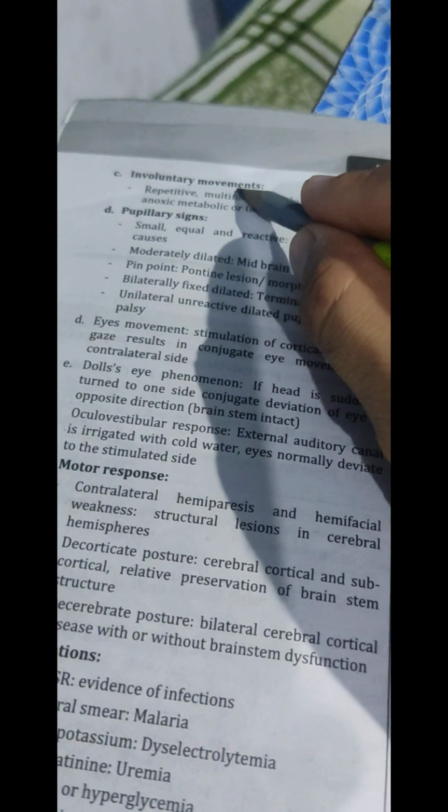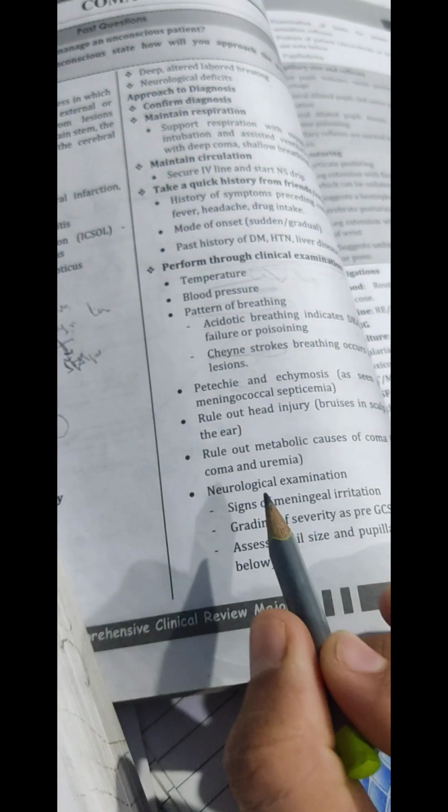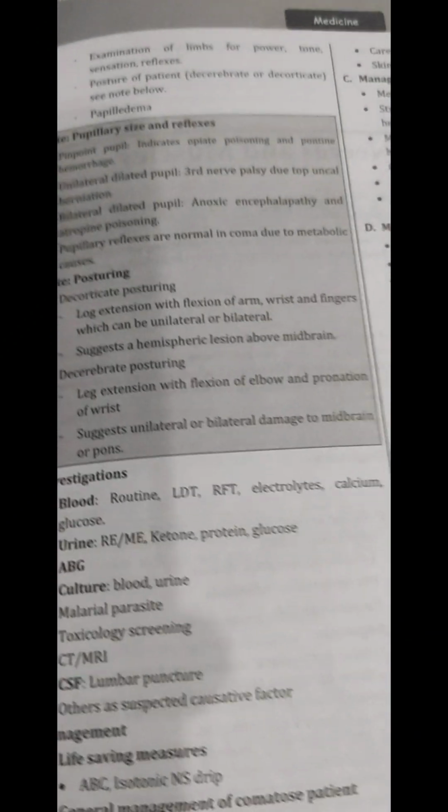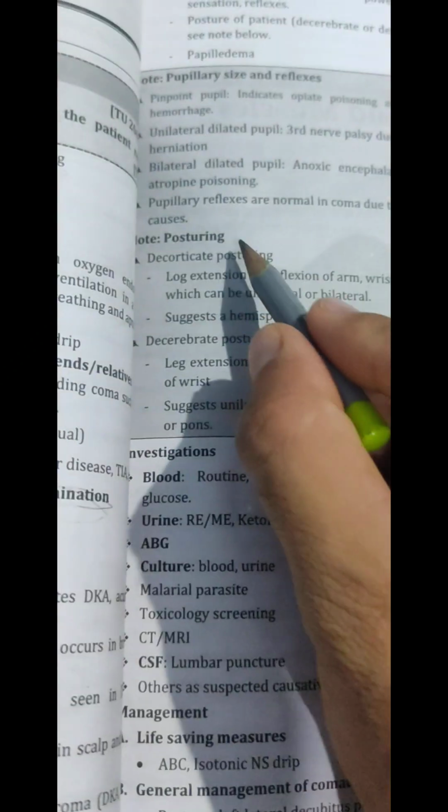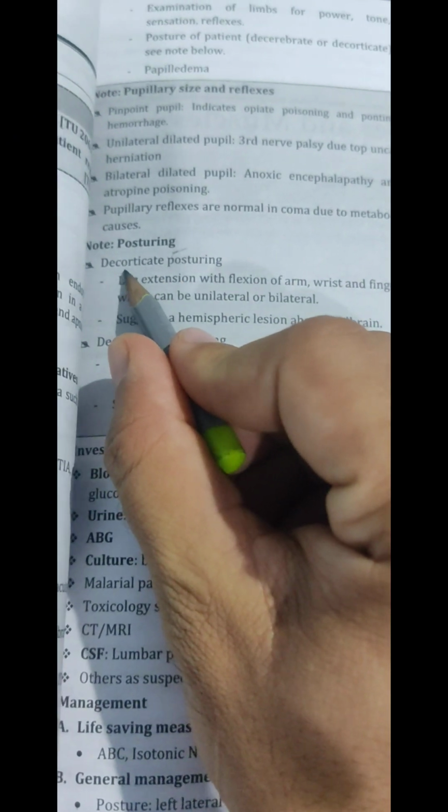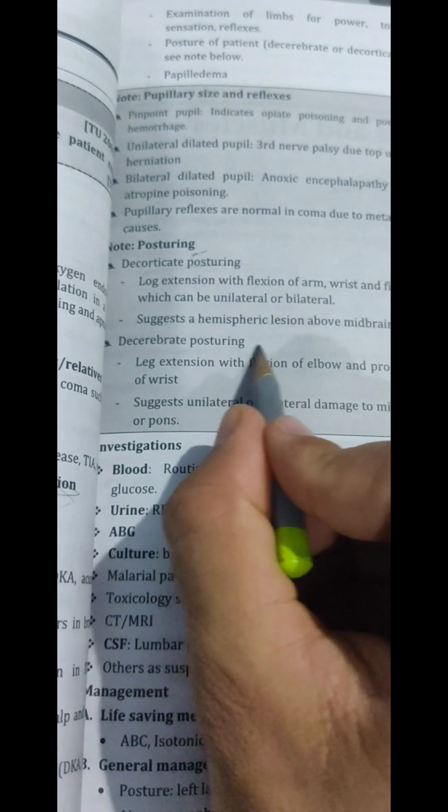We can look for involuntary movement. We can also look for periorbital ecchymosis to find out the cause. We can rule out head injury, and rule out medical and metabolic causes. We can do a neurological examination. All the things can be done to rule out every cause. We can look for posture. There can be decorticate posture or decerebrate posture.